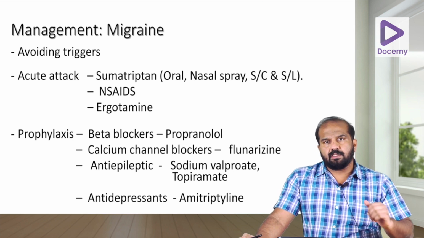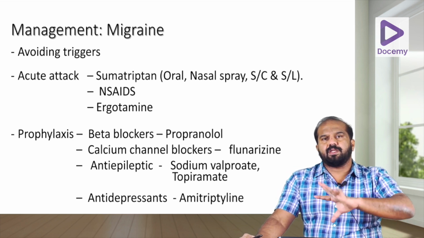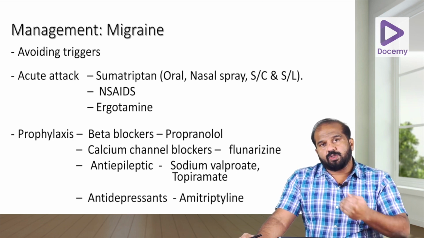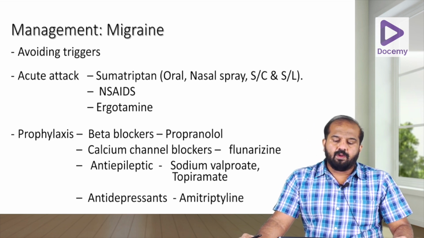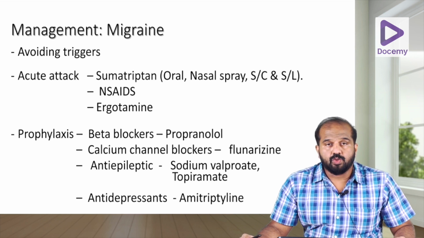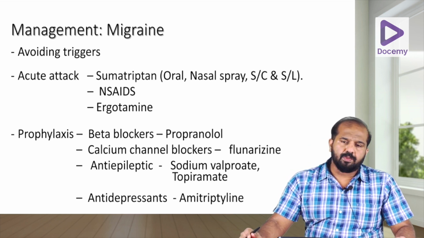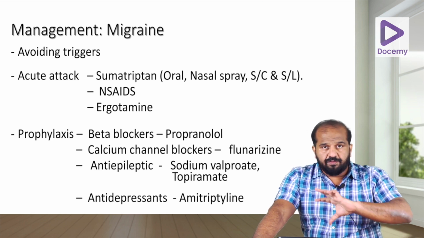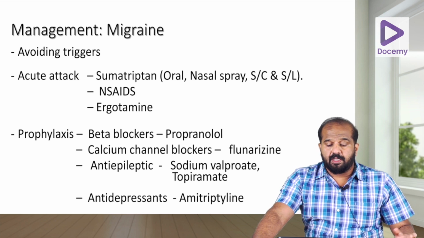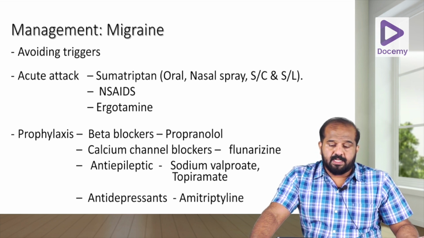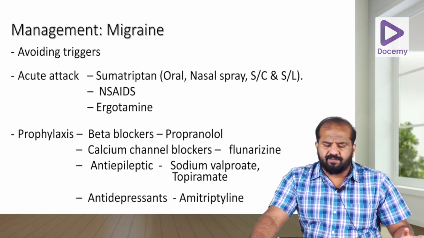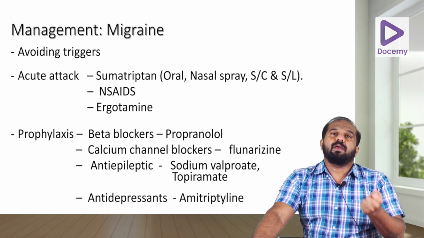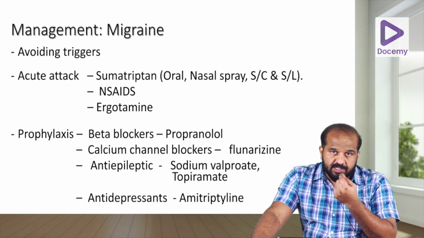Acute attack and chronic therapy. This treatment is divided into two, that is acute treatment of the acute attack as well as prophylaxis or chronic therapy of migraine. For the acute attack, these drugs are used. One is sumatriptan. Sumatriptan is available in various forms. There are a lot of newer varieties now available. Sumatriptan, rizatriptan, naratriptan, many things are available. Okay, oral, nasal spray, subcutaneous, sublingual, even rizatriptan strips are available.